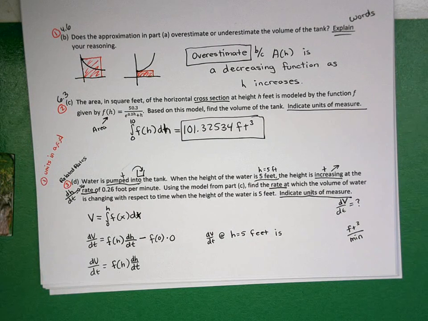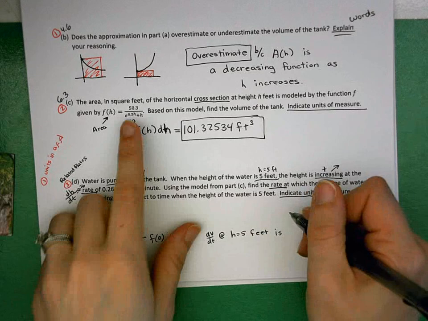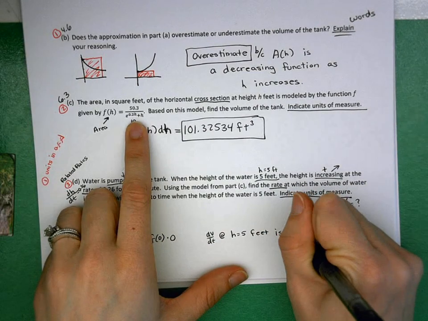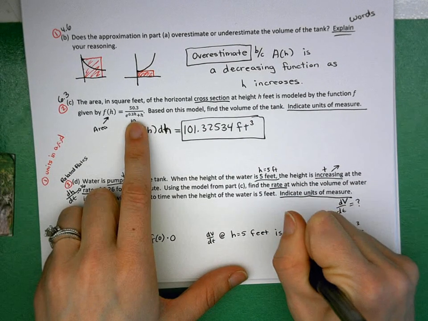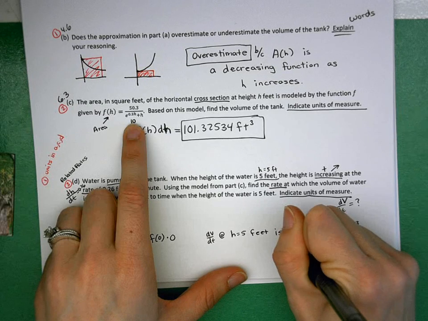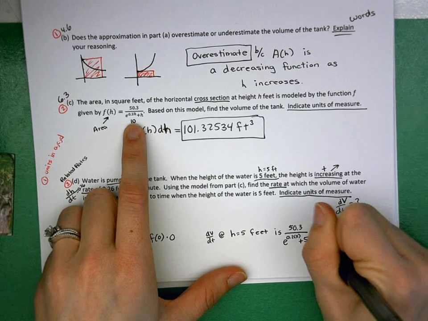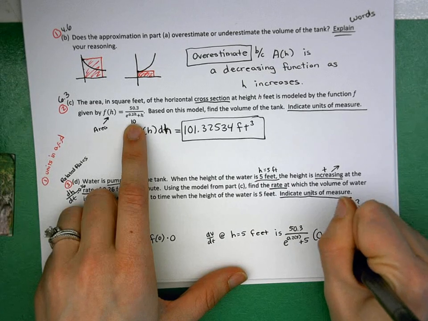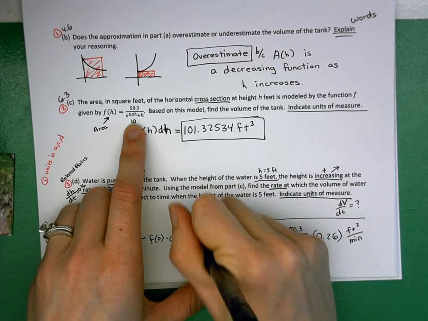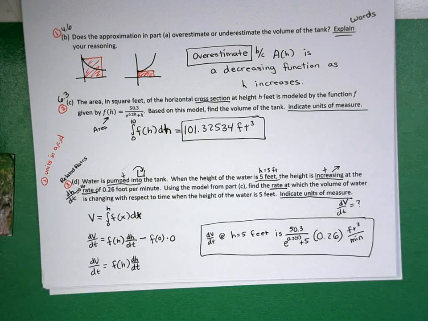Or, because you don't have to simplify anything, you could write that out: 50.3 divided by e to the 0.2 times 5 plus 5, times 0.26. If you did take the time to plug that into your calculator, you should get about 1.694.